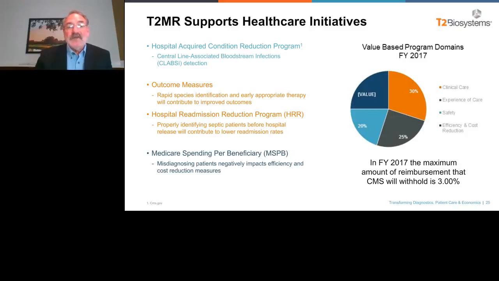And then the hospital readmission reduction program, where by identifying septic patients before hospital discharge, you will contribute to a lower readmission rate. Notably, a paper that's in press in JAMA right now has shown that sepsis is the leading cause of hospital readmission and the most expensive cause of hospital readmission. And finally, Medicare spending per beneficiary, we hope to be able to impact here because misdiagnosing patients negatively impacts the efficiency and cost reduction measures. And we note that with all of this taken into account, in 2017, the maximum amount of reimbursement that CMS will withhold for these measures is 3%.